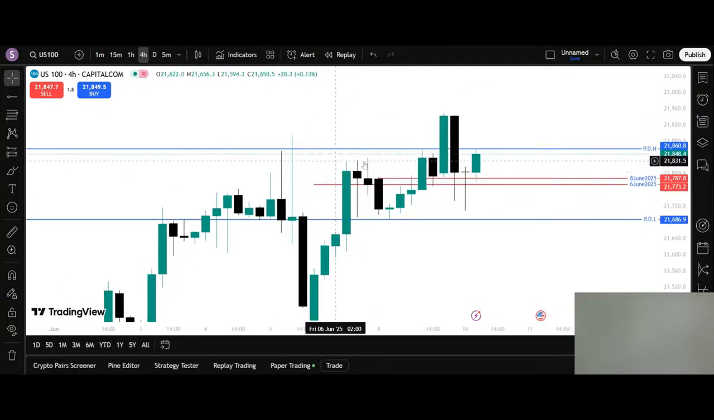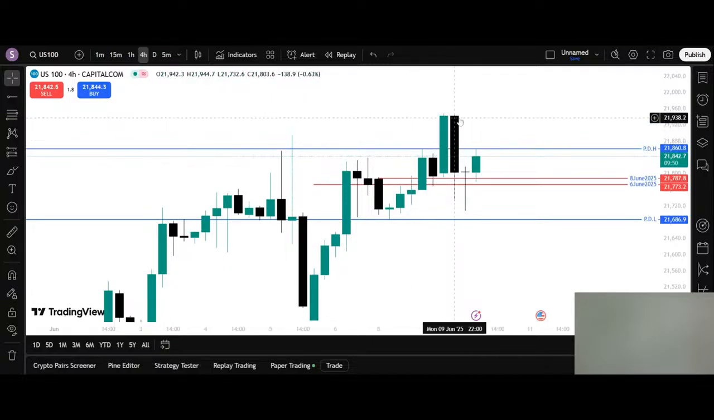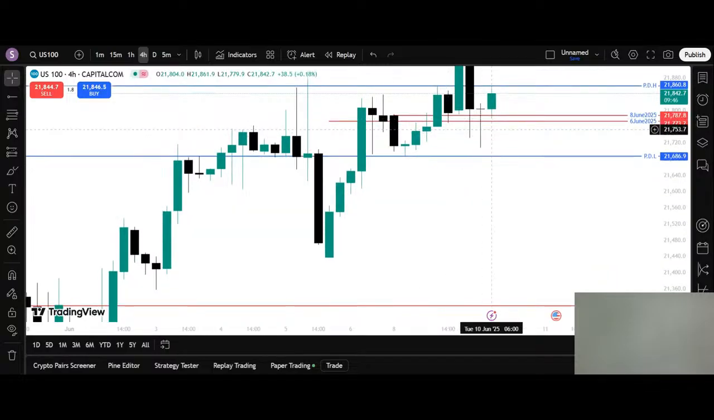In the 4 hour time frame, it shows clear rejection. The price pumped, took all the buy side liquidity here, and then crashed all the way down here. The sell side targets could be this low, the previous day low at 21,686, or this low. But I think it kind of depends on when the 1 hour and 4 hour close at 10 o'clock.